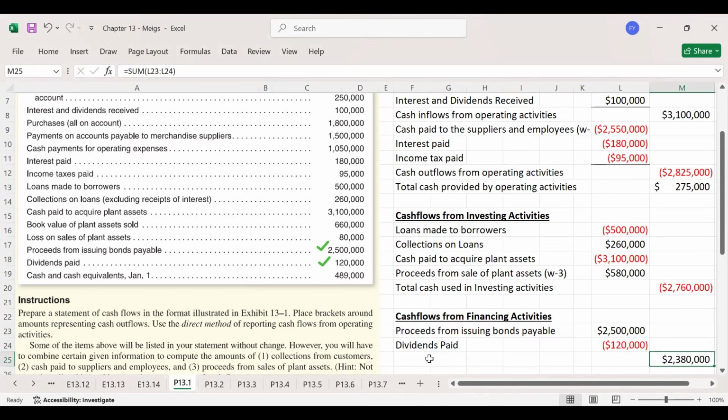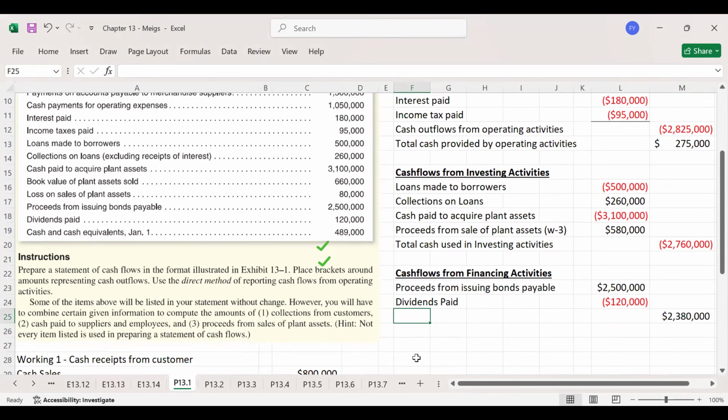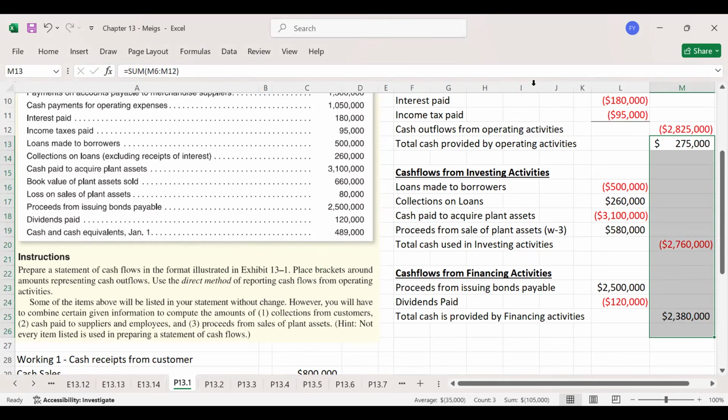So this means that this is cash provided by financing activities. If the amount is negative, then this means that the cash is used in or used by those activities. So the answer is positive. This means that total cash is provided by which activities? Financing activities. So now in the last step we are adding all these three.